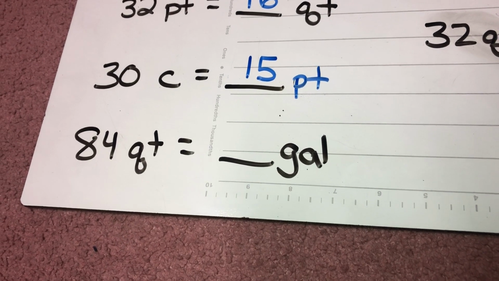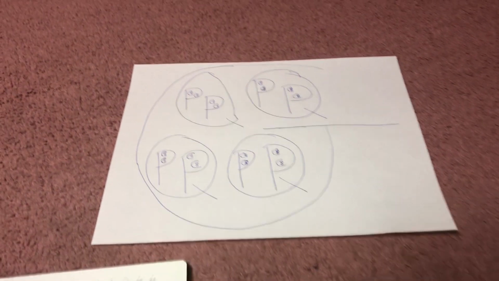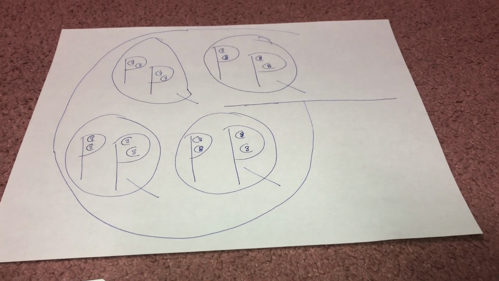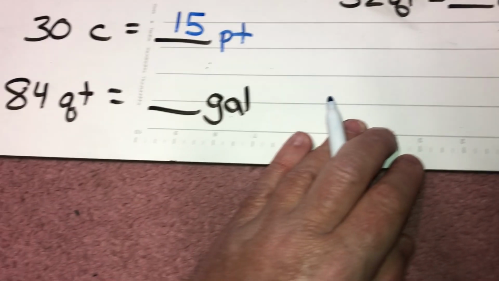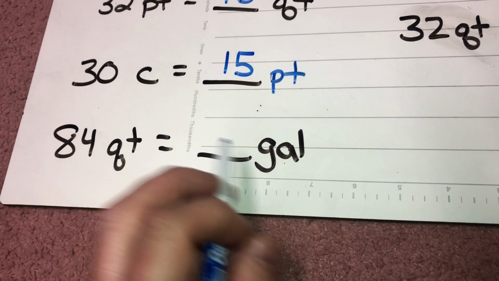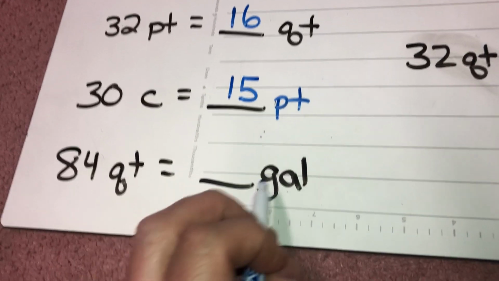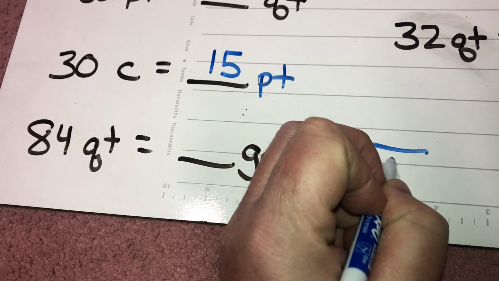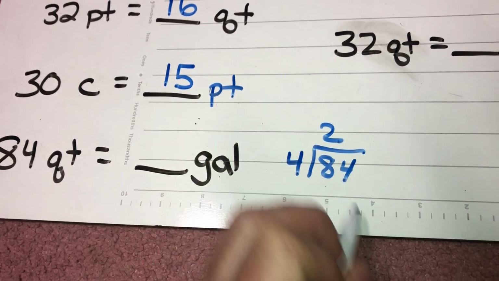84 quarts is equal to blank gallons. Well, as we know from our chart, it takes 4 quarts to make 1 gallon. So going from quarts to gallons, my measurement is getting bigger, which means my number is getting smaller, which means I'm going to divide. And since it's 4 quarts that make a gallon, this is going to be 84 divided by 4. Well, 4 can go into 8 twice.